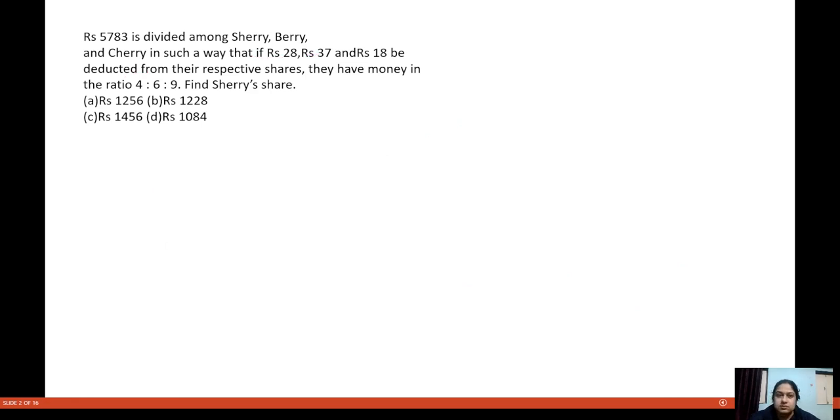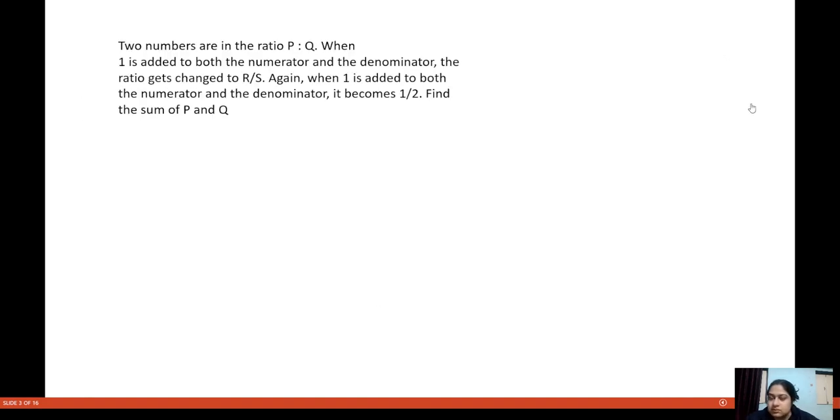Two numbers are in the ratio P is to Q. When one is added to both numerator and denominator, the ratio gets changed to R by S. Again, when one is added to both numerator and denominator, it becomes equal to 1 by 2. Find the sum of P and Q.